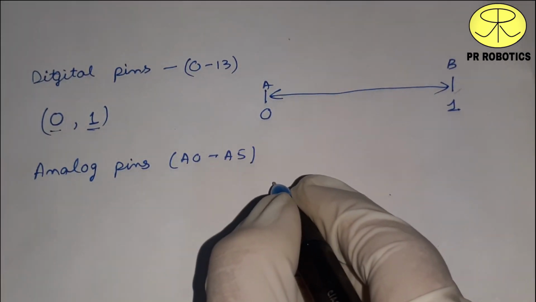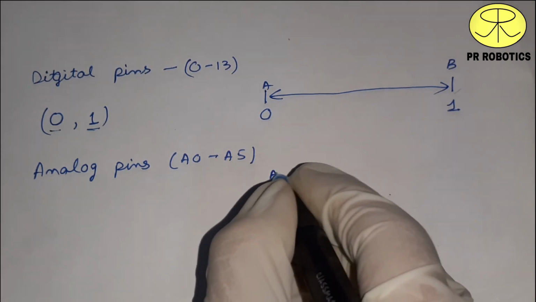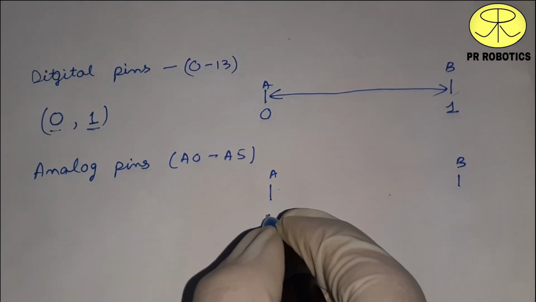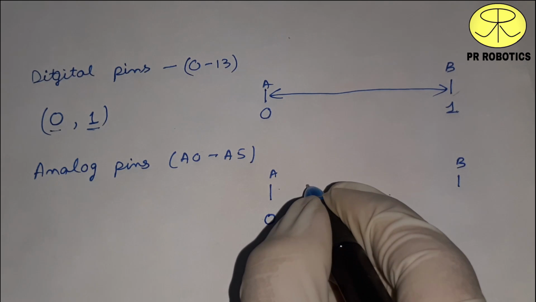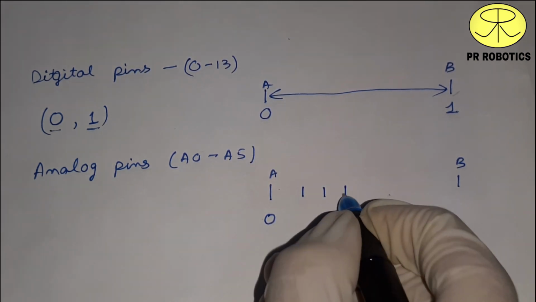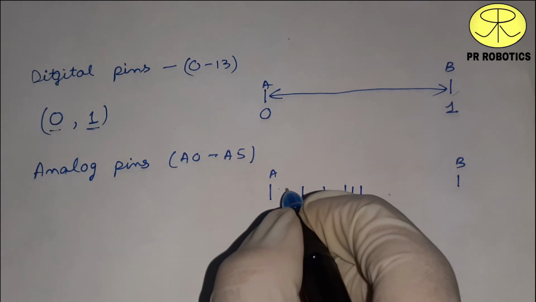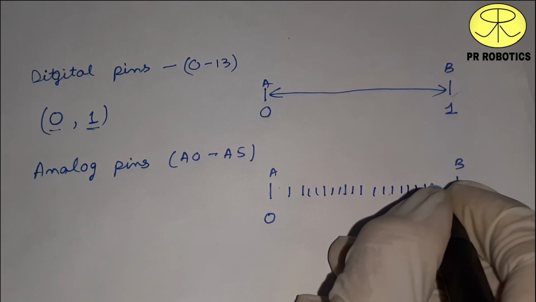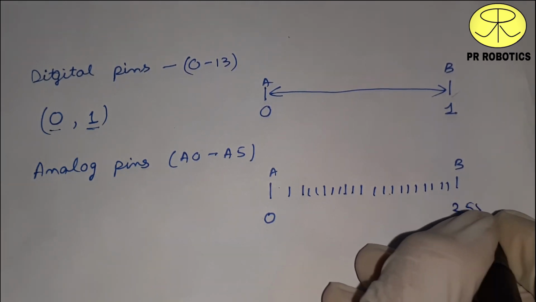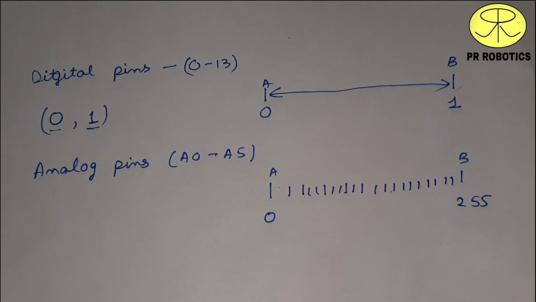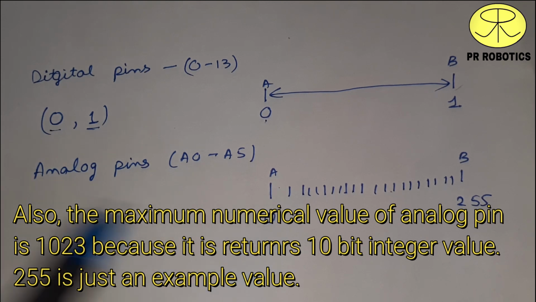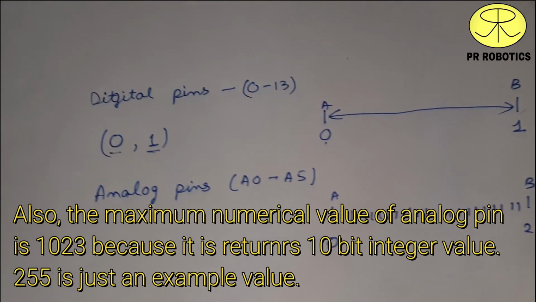Whereas in the case of analog, let us consider the same case from A to B. You can either stay on 0 or stay here or here or here, or at any place in between A and B, up to 255. So this is the difference between digital and analog, and we will talk about it in further detail when we take some examples of it.